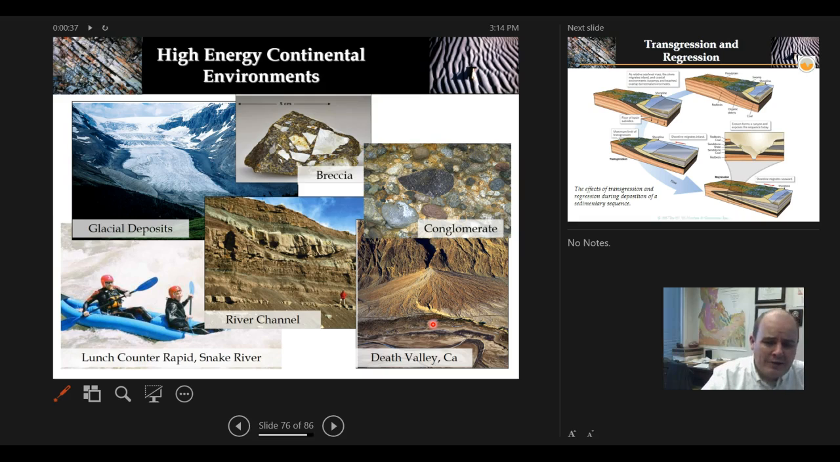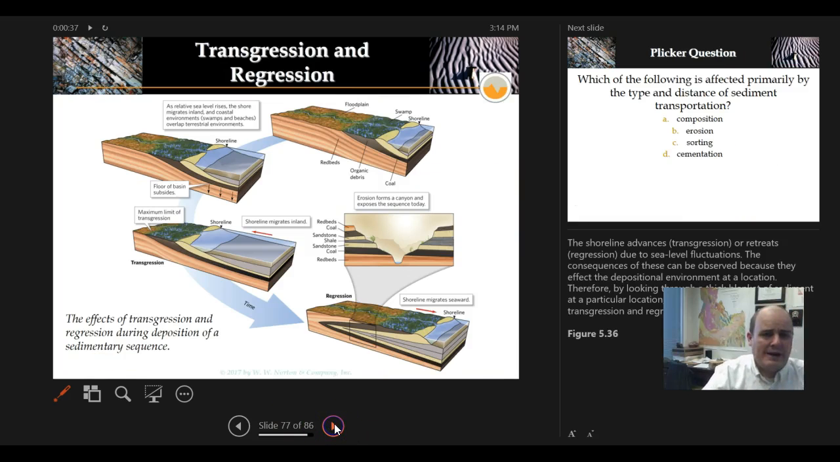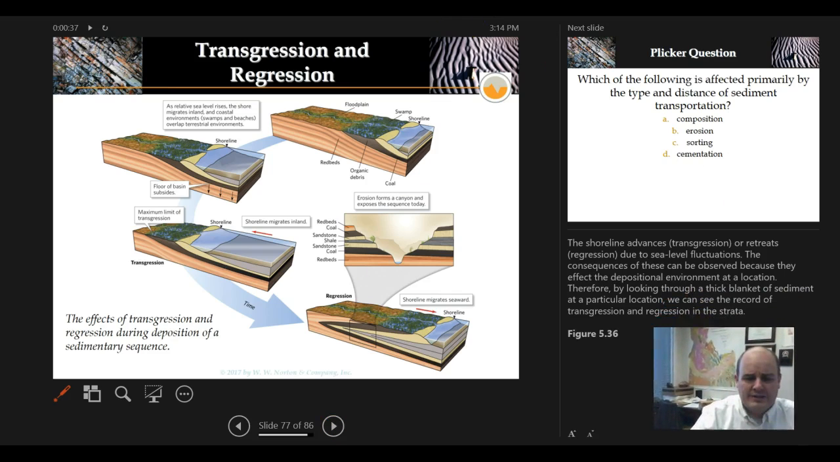Now there's another pattern that we need to discuss, and this pattern is this concept of transgressions and regressions. These are large scale patterns, and this is talked about in your book, and it's important enough that we need to discuss it. Well, what happens here is sedimentary environments, or depositional environments, will change when sea level goes up and down. So let's say we start off here, okay, in this environment. Actually here, sorry, in this environment where sea level is down.